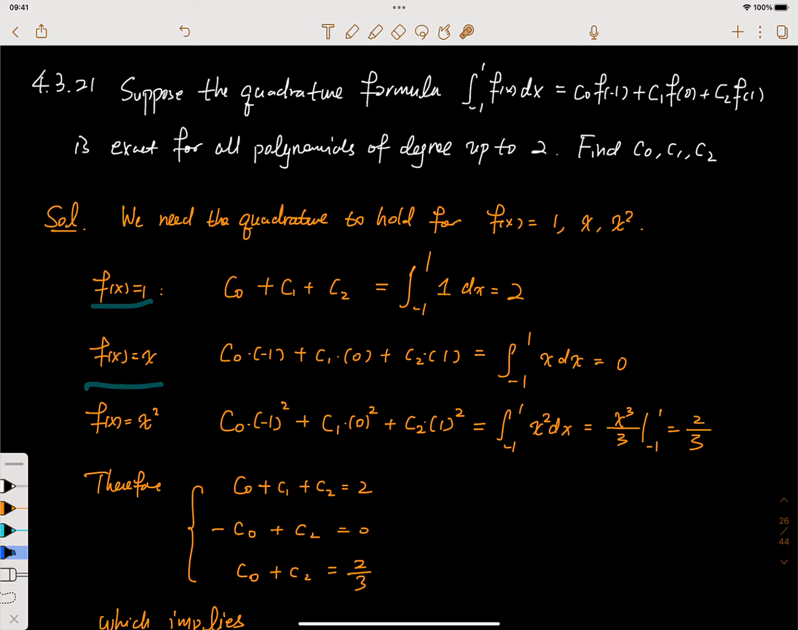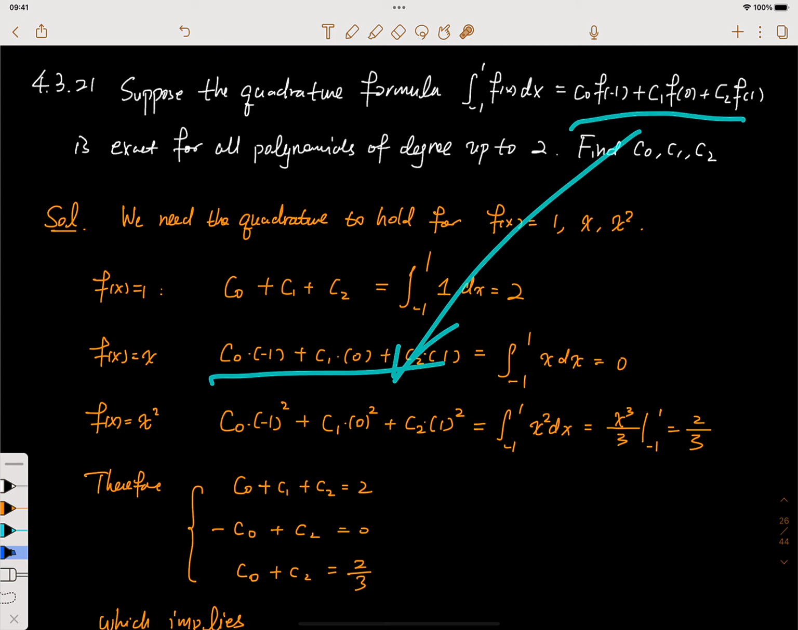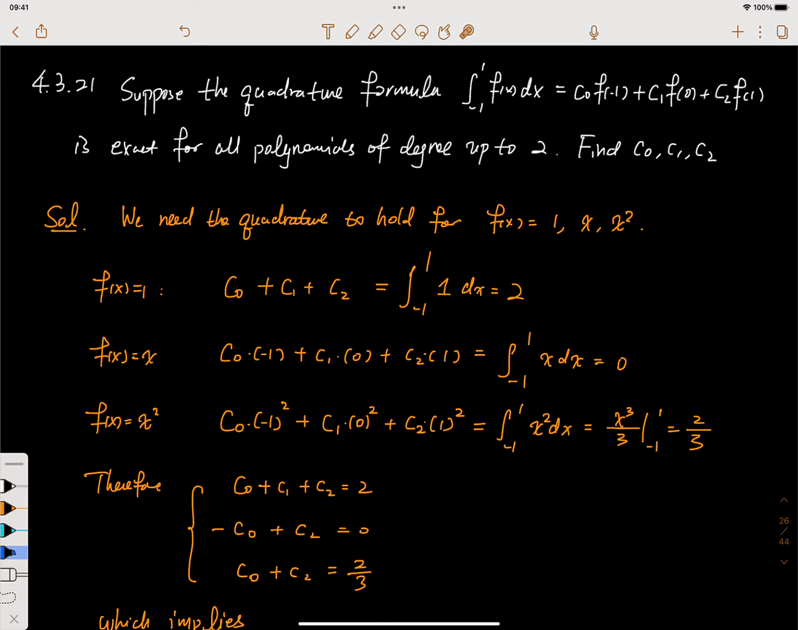If we plug in f of x equal to x, then on this side f is just the identity function. So this is just negative c0 plus c2, because f of -1 will be just -1, f of 0 will be just 0, and f of 1 will be just 1. That's why when we plug in those values of x, we get this on this side. And then on this side, when f of x equals x, we can calculate the integral, and that's just equal to 0.